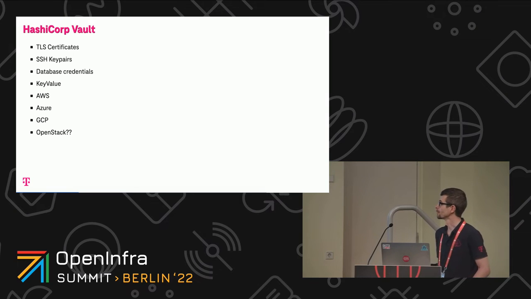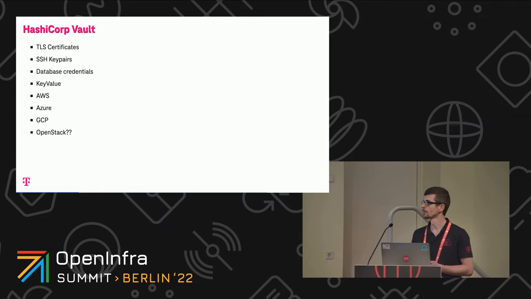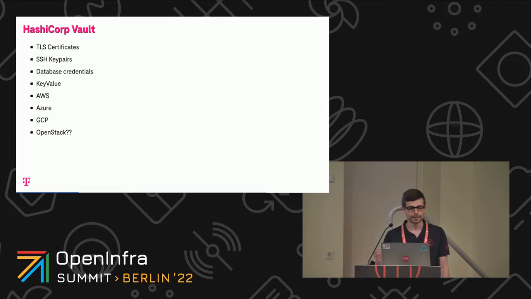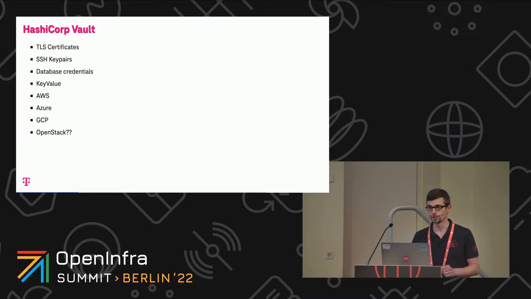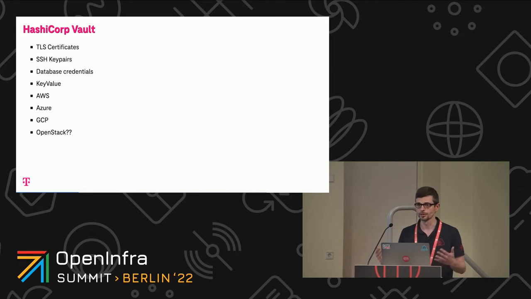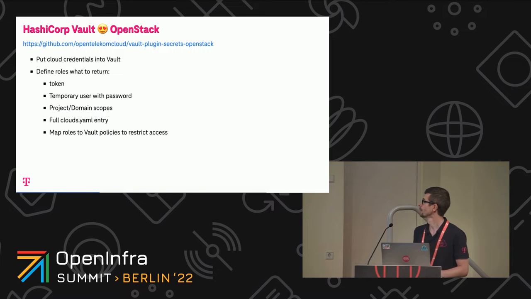So looking at HashiCorp Vault, we have secrets engines there that help us to store credentials and to get them out of Vault in, so to say, a secure way. Let's hope that the user implemented all of the policies properly and this is really secure, but that is also not our target here. There is support for TLS certificates in Vault, support for SSH key pairs, database credentials, a key value store for pretty much everything that's not supported, so something very universal. AWS, Azure, GCP, but what about OpenStack, have we thought? There is no support for OpenStack credentials in HashiCorp Vault, and therefore we made this.